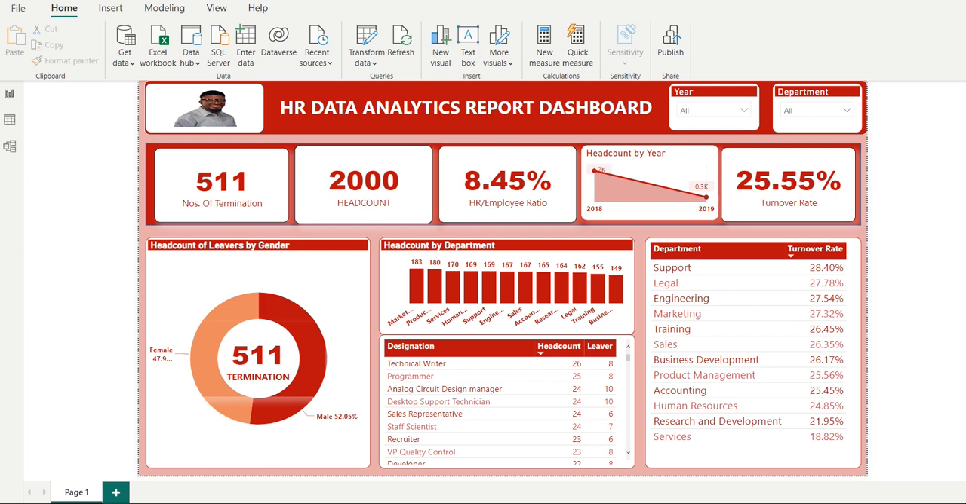Today we'll be talking about HR analytics. What do you understand by the word HR analytics? HR analytics is the process of collecting and analyzing human resource data in order to improve an organization's workforce performance. The process can also be referred to as talent analytics, people analytics, or even workforce analytics.